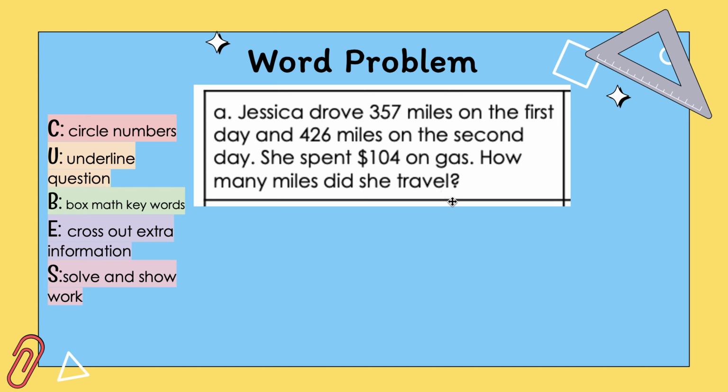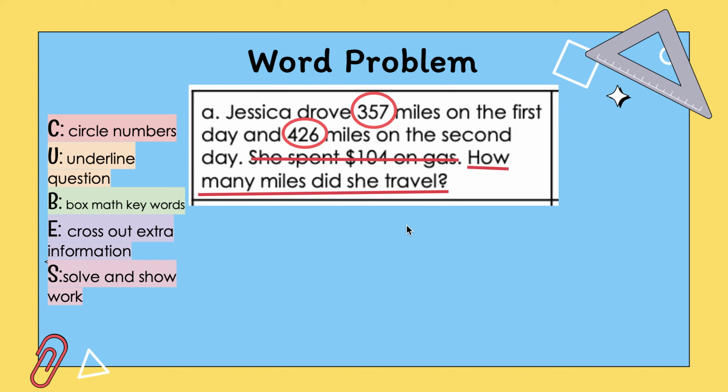Now remembering that they want to know how many miles she's traveled, our extra information is going to be this dollar amount, this $104 on gas, because they haven't asked about how much money spent. They are asking about miles. So this would actually get crossed out since it's extra information. The numbers that we do need are 357 and 426. So those would get circled. And since this is asking for how many miles she's traveled, it's going to be an addition.